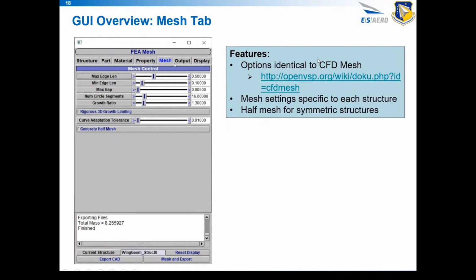Next one here is the Mesh tab of the FEA Mesh GUI. These options are identical to the mesh settings for CFD Mesh. So if you like details about those, there's some good documentation on the wiki, but also feel free to ask as well. These mesh settings are specific to each structure. Be careful if you're working in a different scale of your model than what the default size of the wing is in OpenVSP, things like that. You'll probably want to adjust your mesh settings.